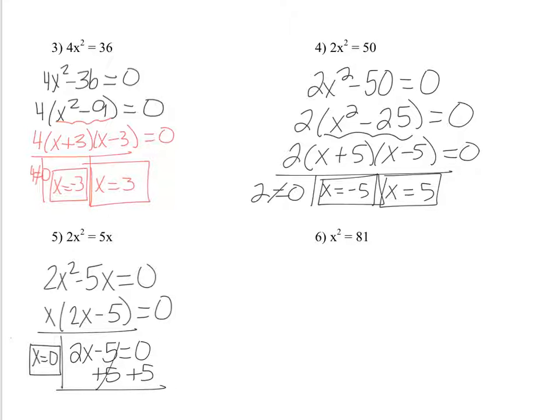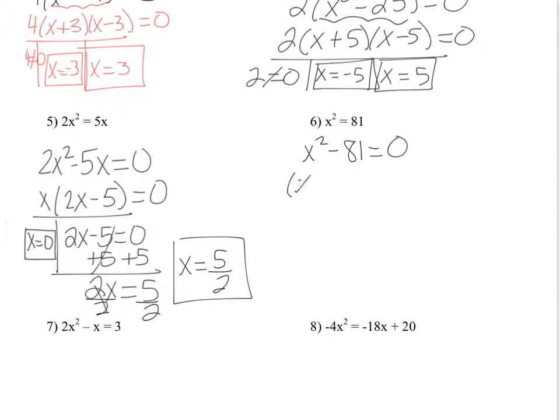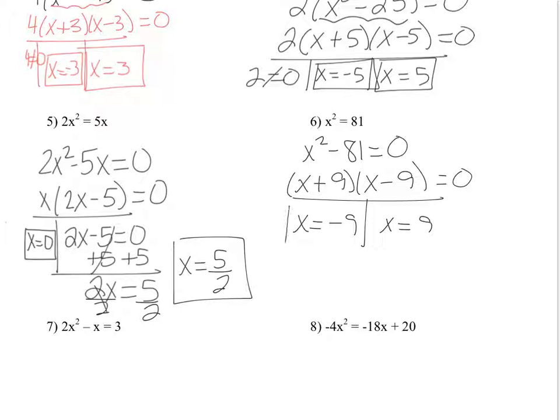Add 5 to both sides. 2x equals 5. So divide everything by 2. Final answer is 5 halves. So x equals 0 and 5 halves are your roots. Alright, number 6, you should have subtracted 81 from both sides, factored using dots, x plus 9, x minus 9. 2 answers, negative 9 and positive 9.